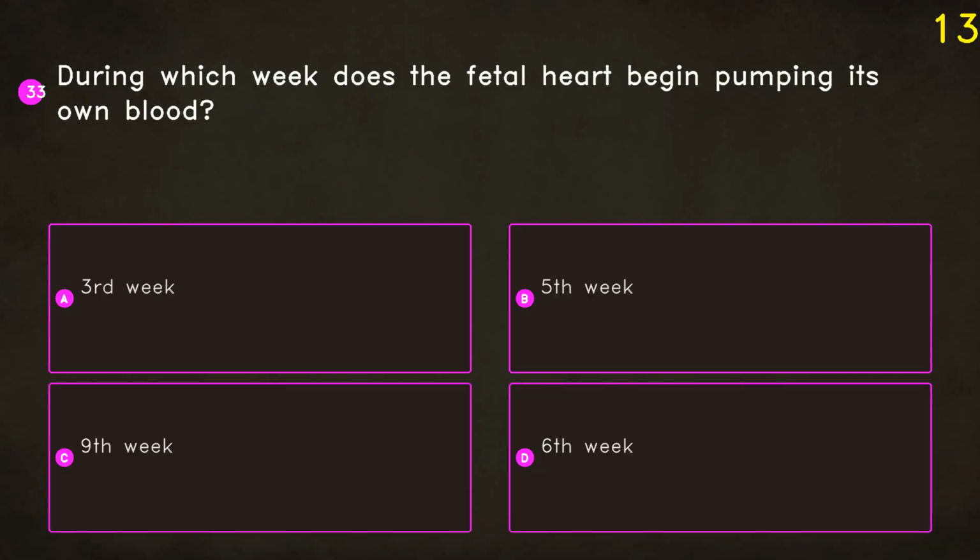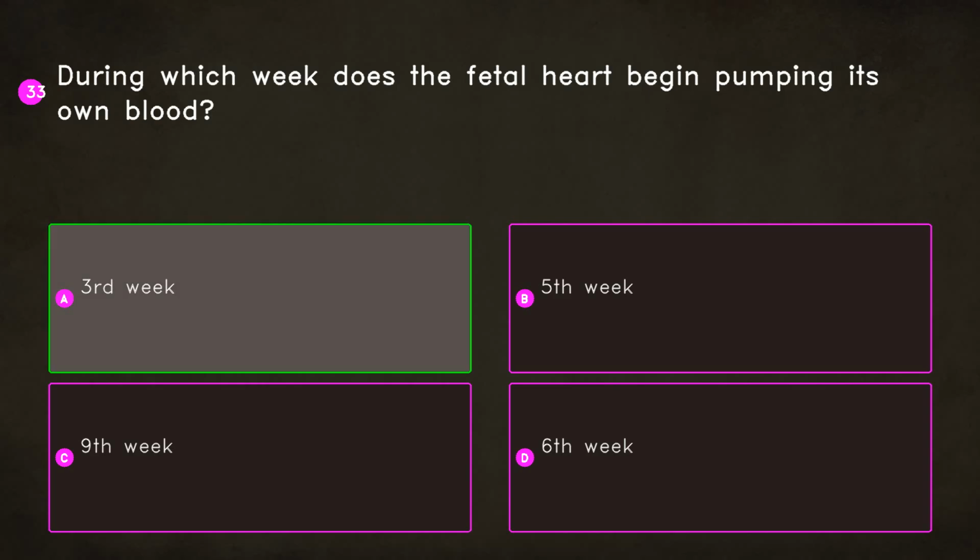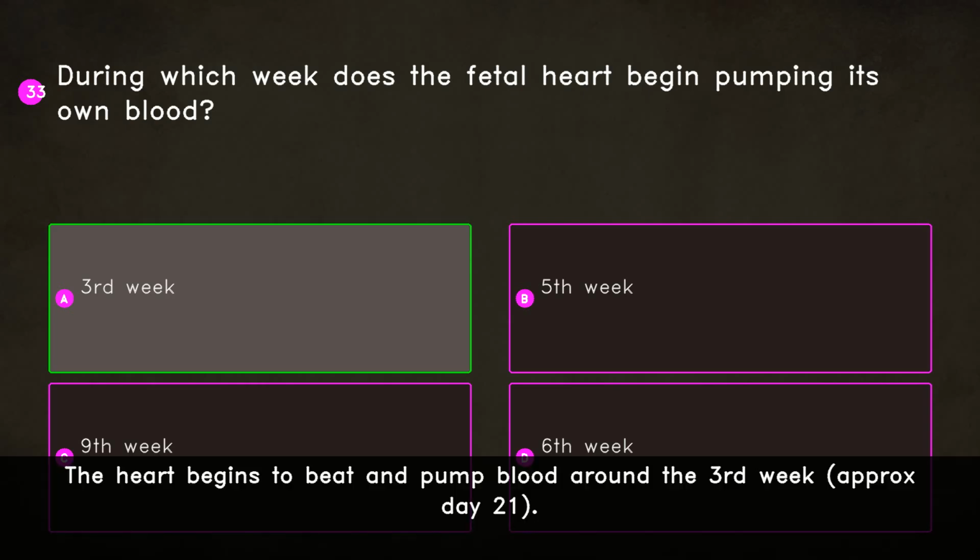Question 33. During which week does the fetal heart begin pumping its own blood? A. 3rd week. B. 5th week. C. 9th week. D. 6th week. The correct answer is 3rd week. The heart begins to beat and pump blood around the 3rd week, approximately day 21.